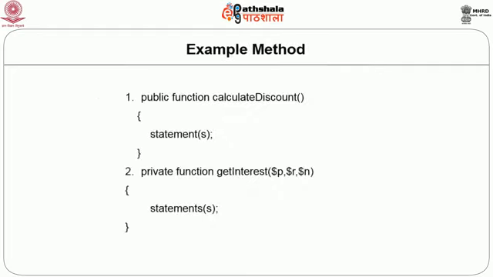These are examples of methods. For example, public function calculateDiscount takes 0 parameters, but the parentheses are still written. So the function name is calculateDiscount and its access modifier is public, and within curly braces you can write statements. Private function getInterest takes 3 parameters P, R and N, and then you can write any statement.